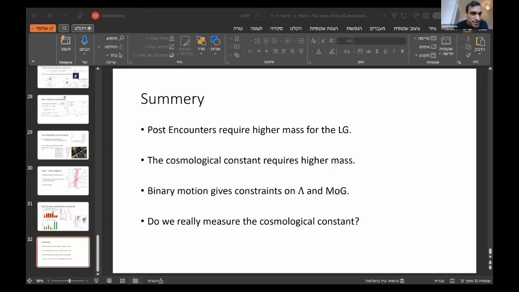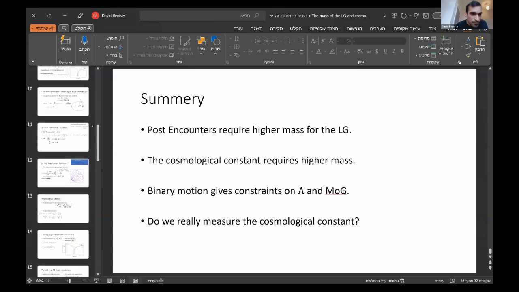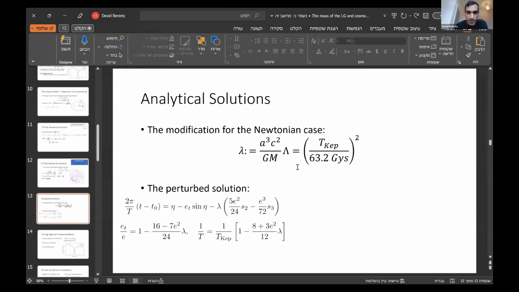This dimensionless parameter quantifies the contribution of lambda in the two-body problem. When the period of two bodies is about the age of the universe or more, the cosmological constant is going to affect this system. This is my statement. And because in the solar system the periods of the planets are about years and not gigayears, the effect of lambda is really negligible. So this is my answer to that question.